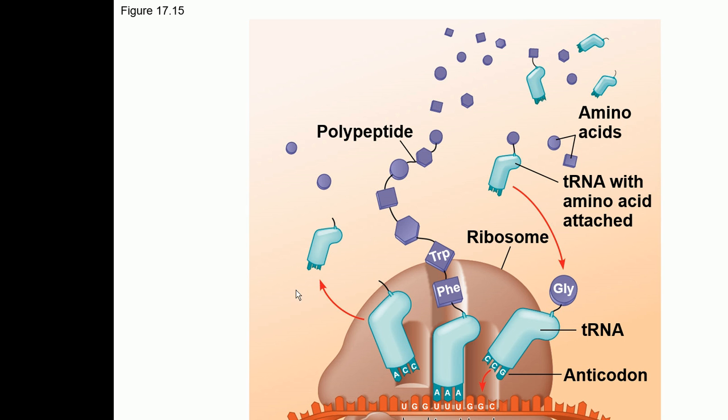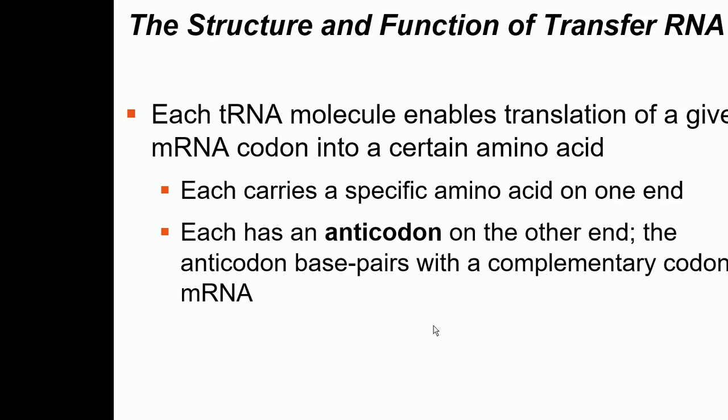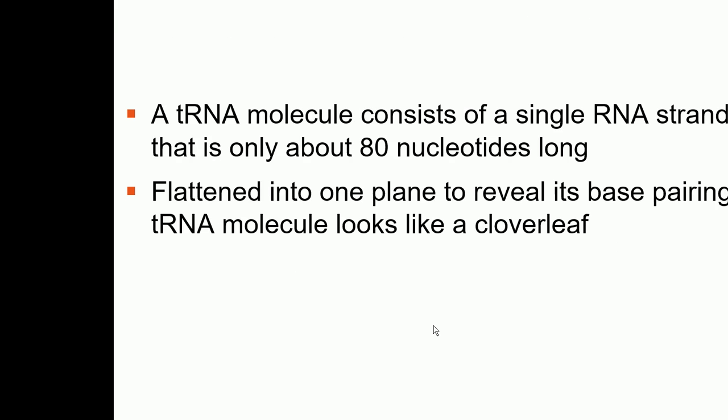So this is the translation machinery. Basically, this is the ribosome. Ribosomes have two subunits: a smaller subunit and a large subunit, and these are the transfer RNAs, and this is the mRNA. And we are going to talk about them in detail.